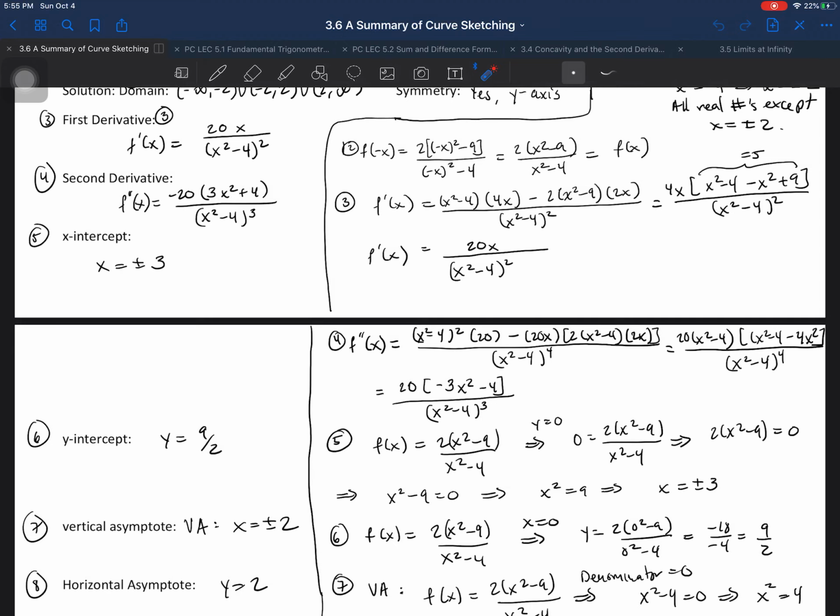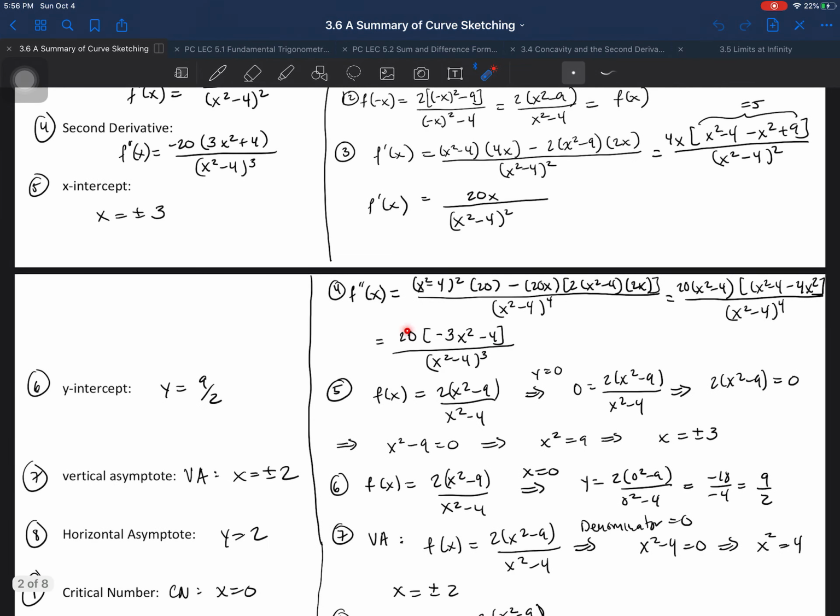So simplify this. Negative 4x squared plus x squared gives us negative 3x squared minus 4. And that's it, right? That's your second derivative. I ended up factoring out the negative, and that's how I got the negative 20 outside. So I factor the negative, very, very simple, right?